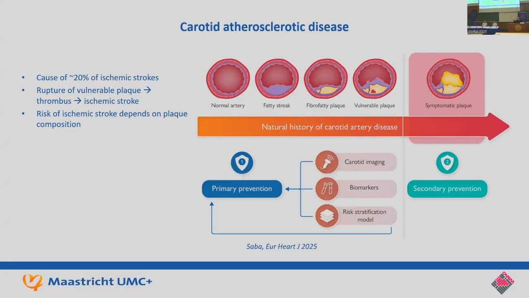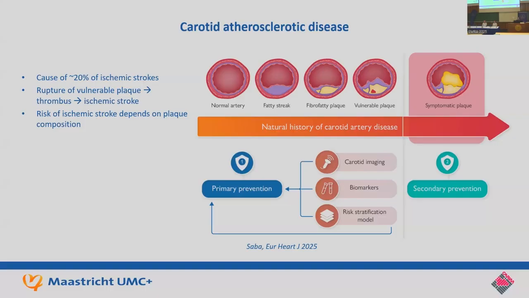Carotid atherosclerotic plaques are the underlying cause of approximately 20% of all ischemic strokes. During decades, atherosclerotic plaques develop, and they can transition from a stable plaque to a vulnerable plaque. In this vulnerable plaque, you can have intraplaque hemorrhage, a large lipid-rich necrotic core, and a thin or ruptured fibrous cap. When this cap ruptures, the blood gets in touch with the thrombogenic material in the lipid core, which leads to acute thrombus formation, embolization, and can cause a stroke. The risk of ischemic stroke highly depends on the composition of the plaque.